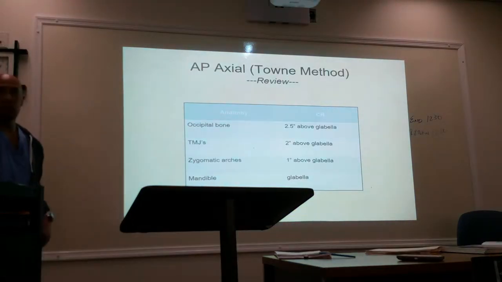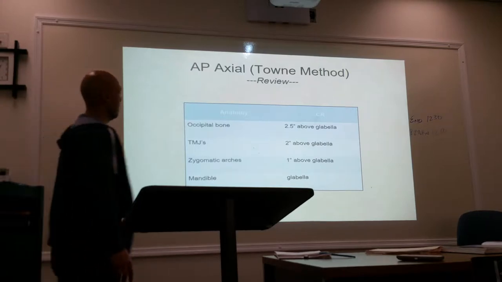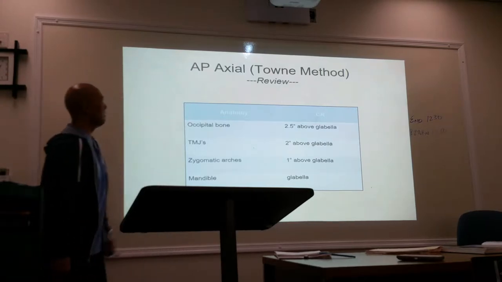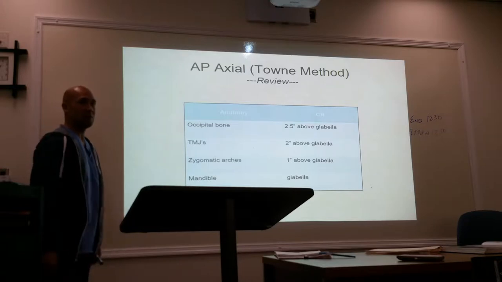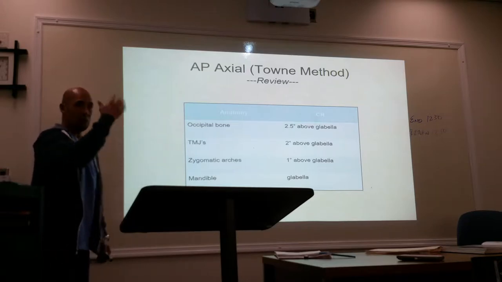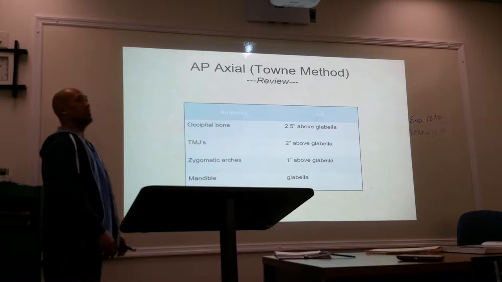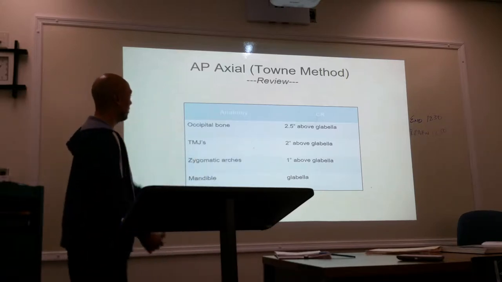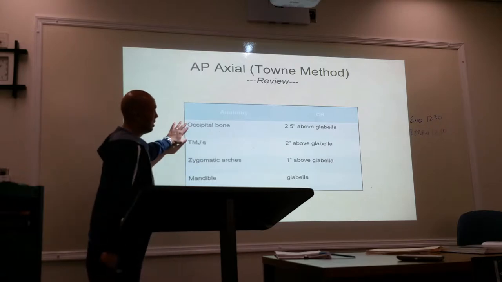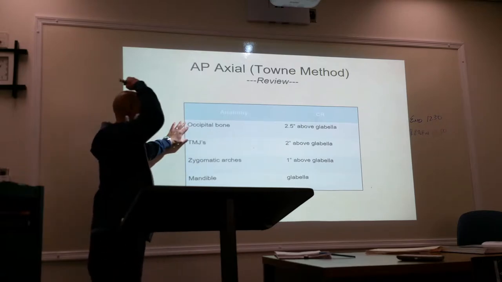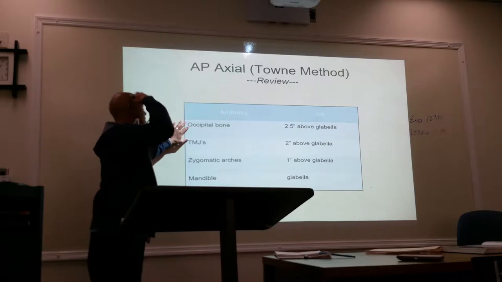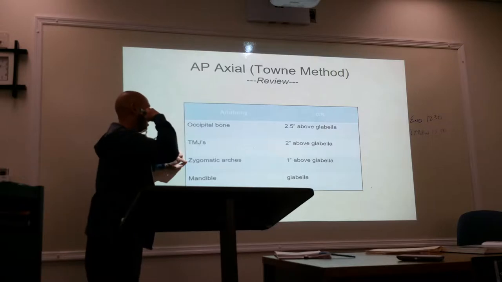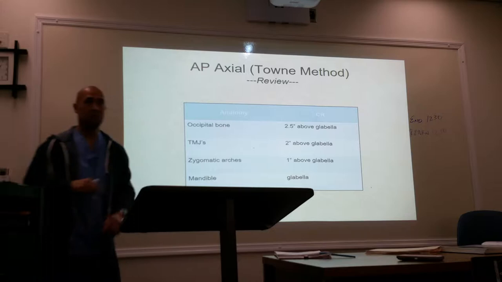And then you have this nice little chart here that I put together for you guys. Again, they're all Townes views, depending on what area we're trying to look at. The only thing that changes is where your central ray is directed. For the occipital bone, 2.5 inches above the glabella. So we're making our way down. TMJ, 2 inches above. Zygomatic arch, 1 inch above the glabella. And now the mandible is at the glabella.